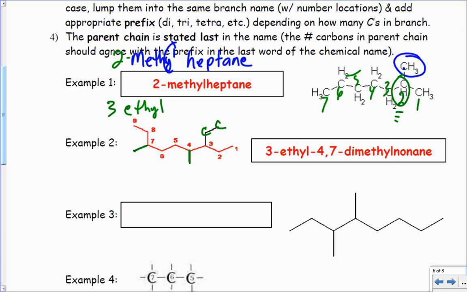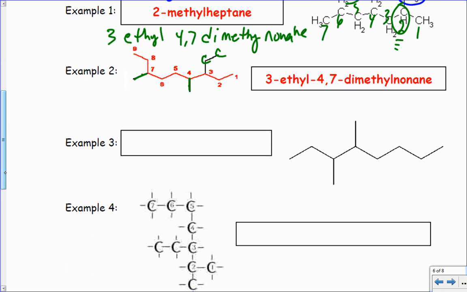3-ethyl, 4,7-dimethylnonane. Okay, and that's all right. Good, I got it right. Okay, phew. Scaring me, Mr. Milks. Just went too fast. See if I can do this one.